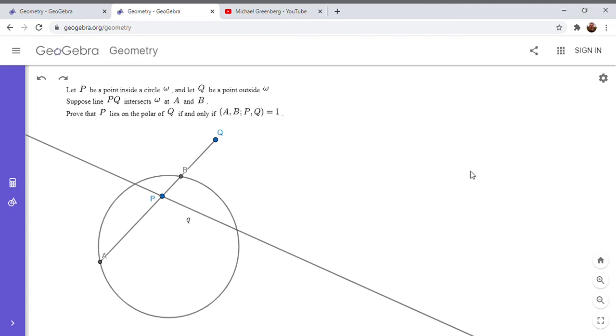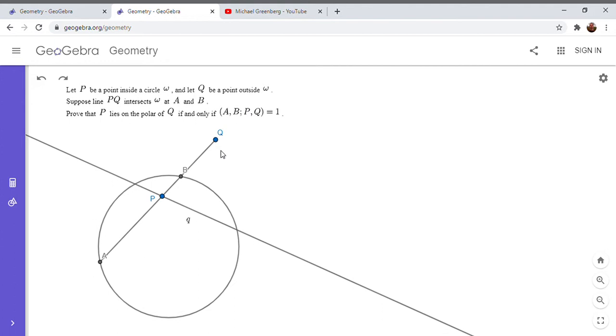Hi everyone, it's Michael. So this is part two of my lesson on poles and polars. And it starts off with a very simple characterization of what it means for a point to be on the polar of another point. But this time it's in terms of cross ratios.